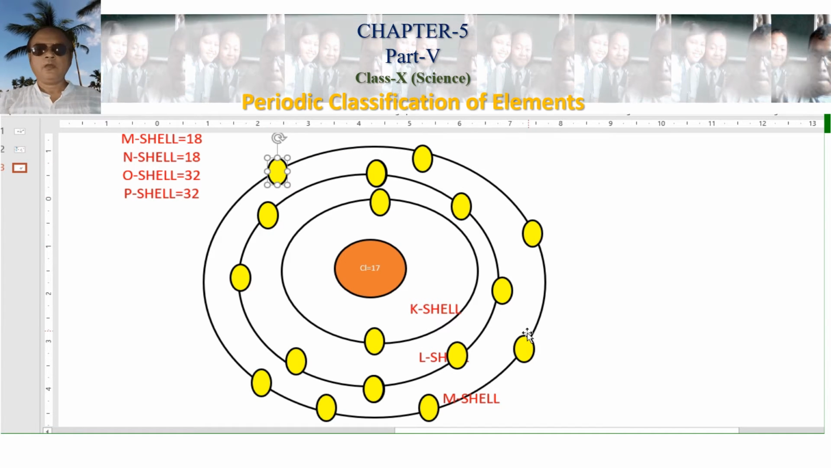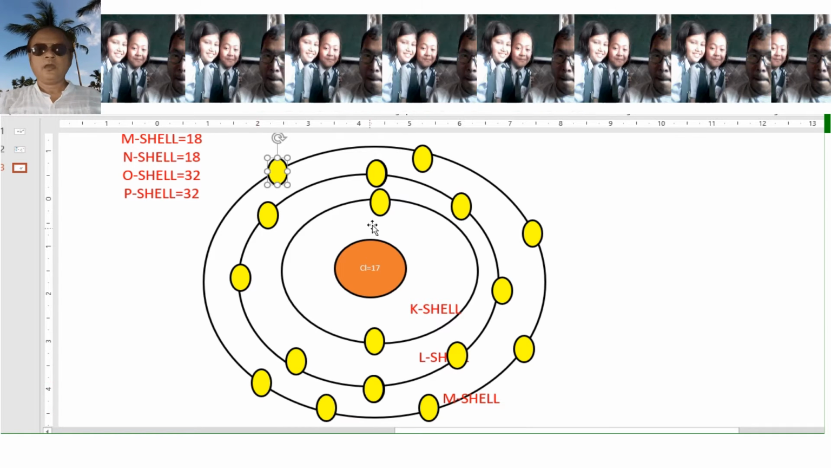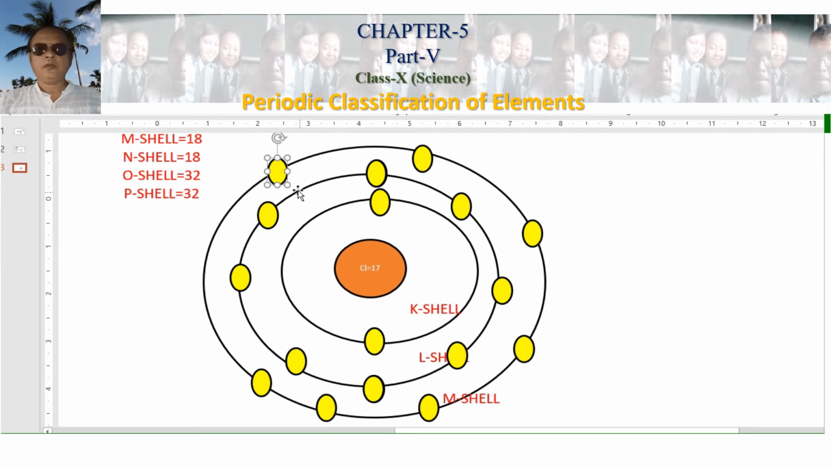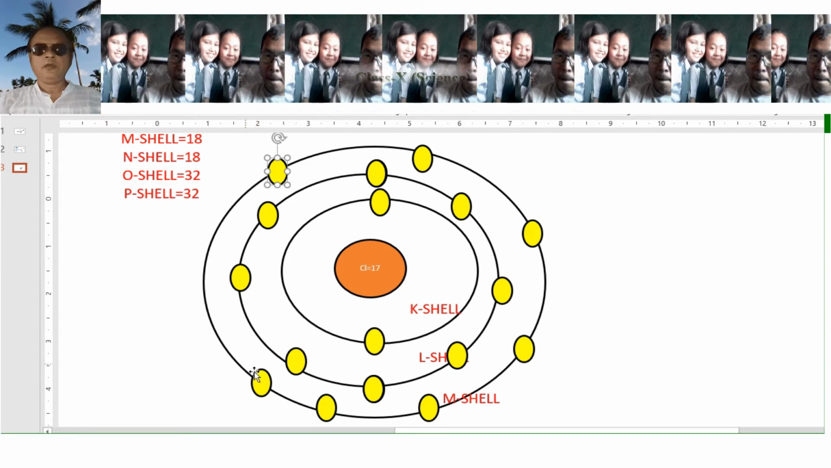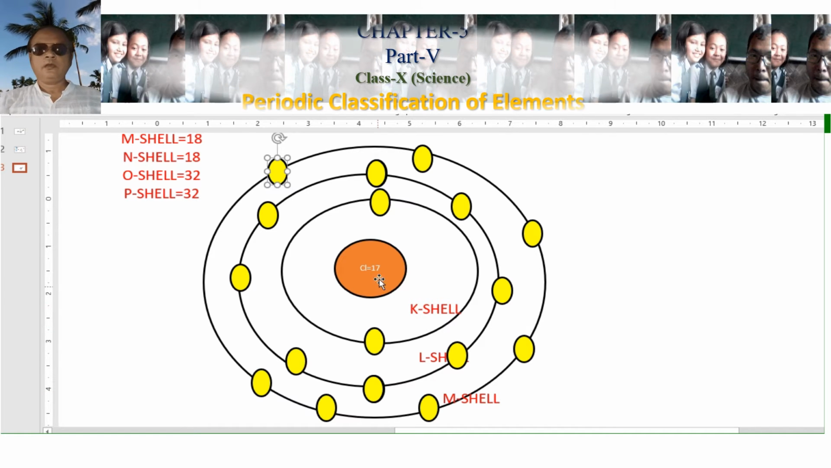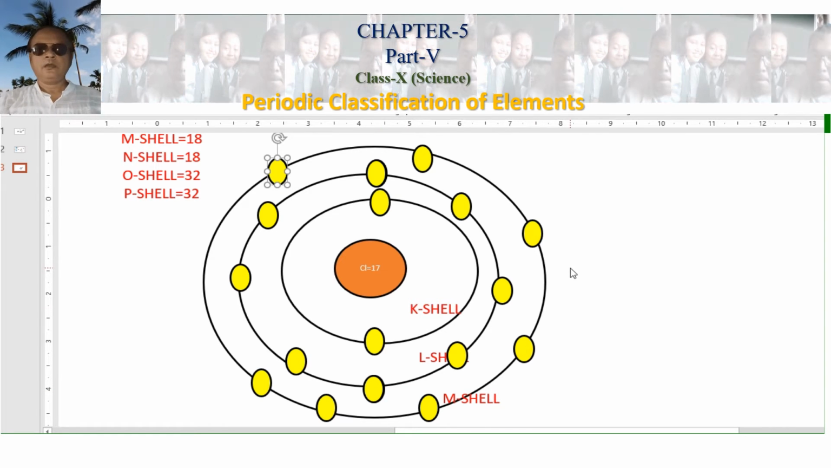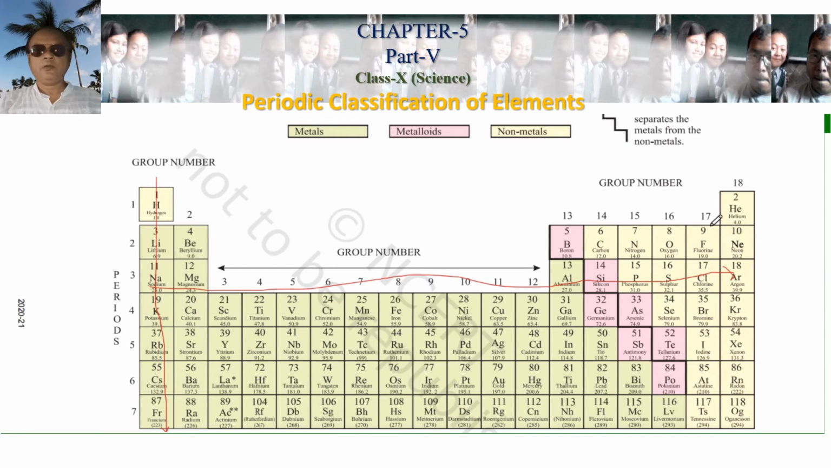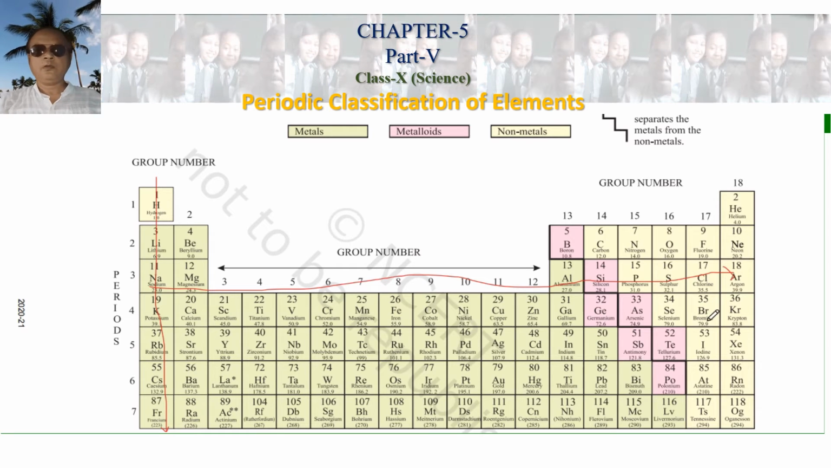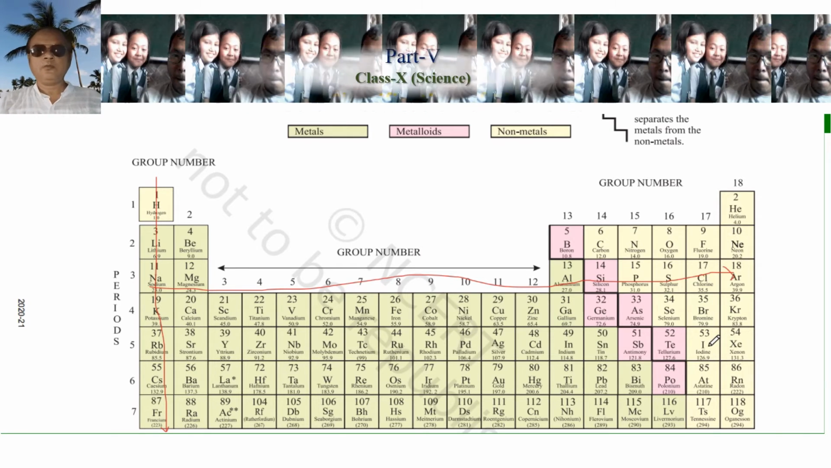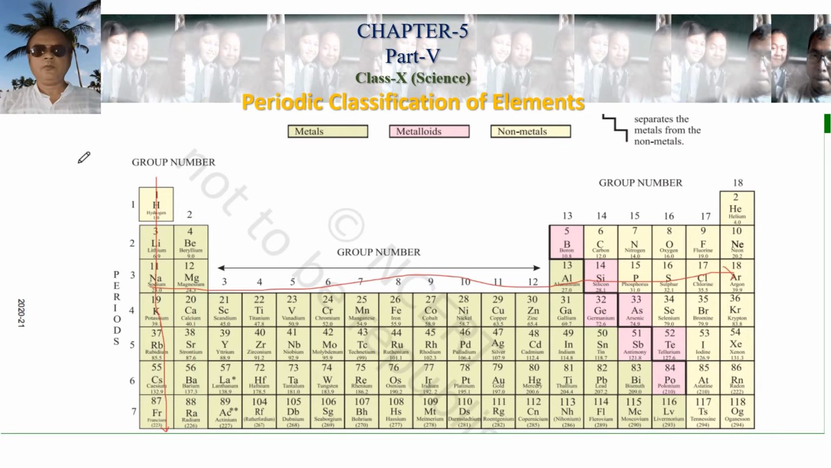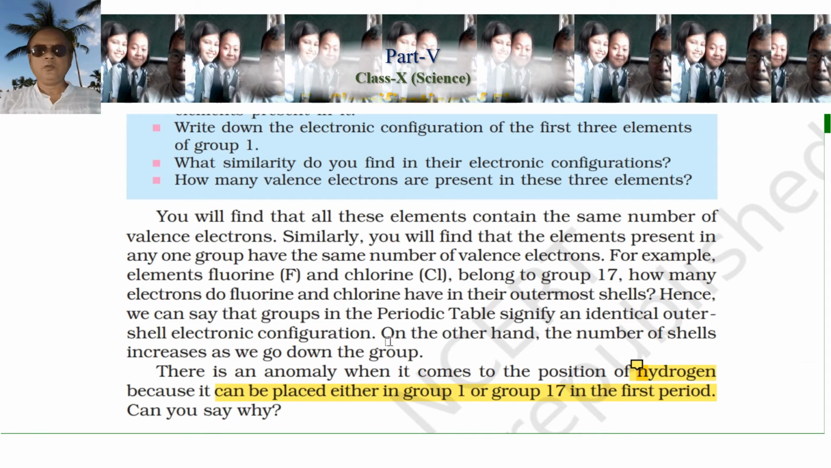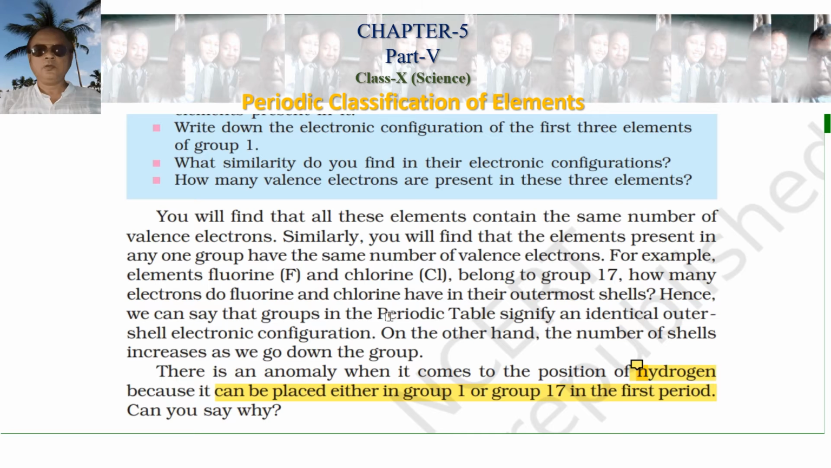1, 2, 3, 4, 5, 6, 7. So 2 and 8, 10 electrons in the two orbits, and 7 in the M shell, that is the outermost orbit. So the total atomic number is 17. As we go down, the number of shells is increasing, but the number of outermost electrons is not increasing. It is the same for a particular group. So we have understood this about groups.